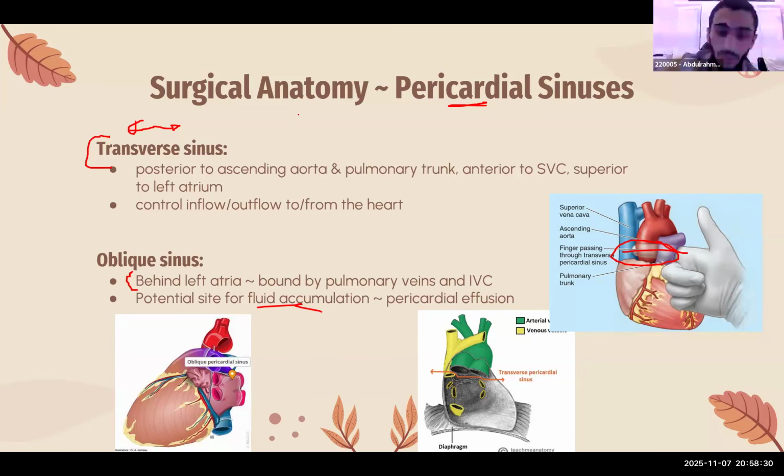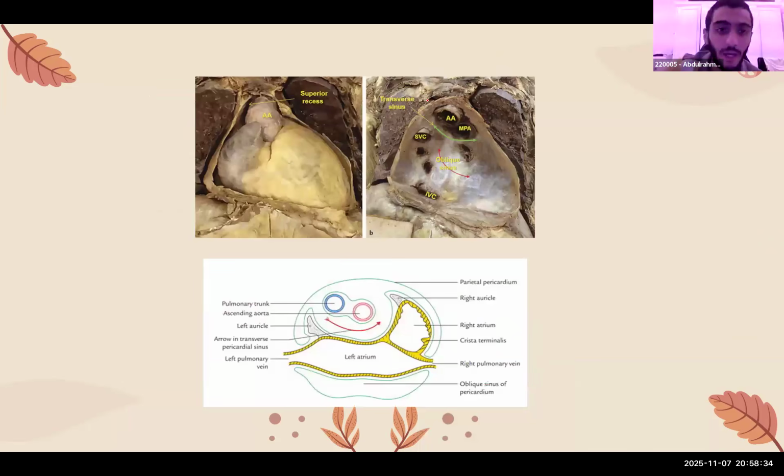Okay, now this is anatomically right here. So this right here is the transverse sinus. You can see it around the vessels, like it's behind the vessels right here. So the vessels are coming down, and you can clamp them from this space. And then this oblique sinus is this space behind. So right here, behind the left atria is the oblique sinus. And then in front of it and behind the vessels is the transverse sinus. Okay.